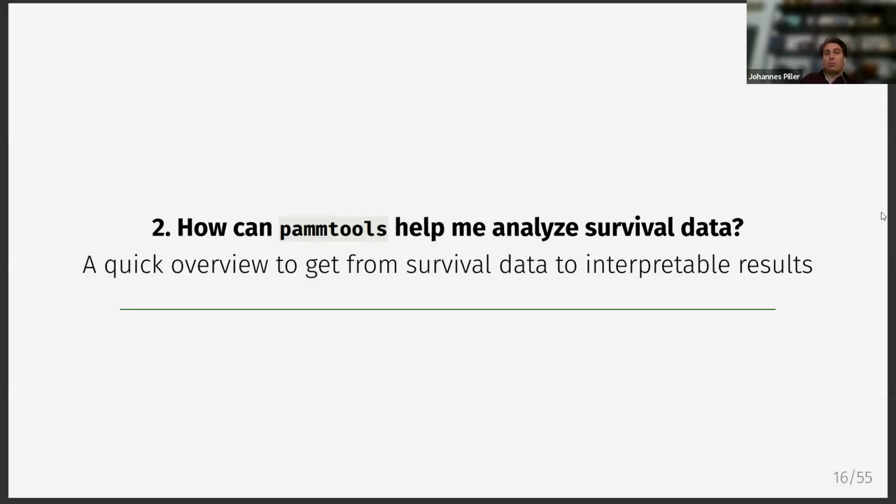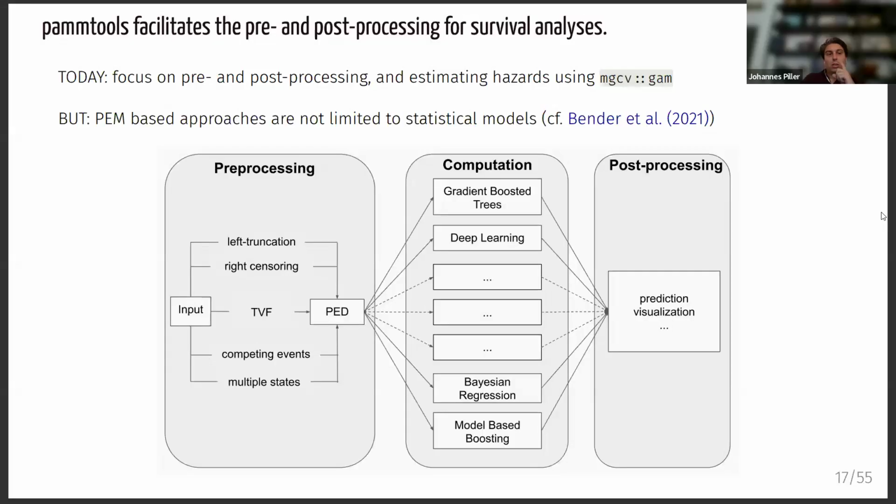So how exactly can PAMtools help us now in analyzing the data we just showed and all these examples? Let me give you a quick overview of how to get from the survival data towards interpretable results. What PAMtools actually does is make it easier to process the data. So in the beginning, which you can see in the input on your left-hand side, we have survival data, and we need something called PED, which I will explain in a second.